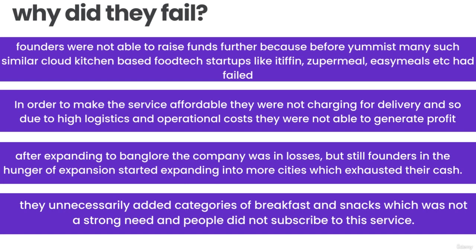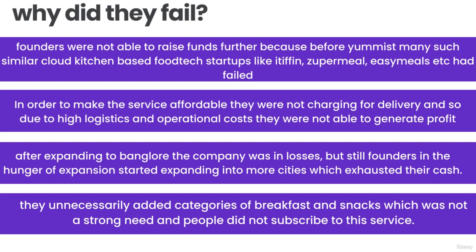The fourth reason is that they unnecessarily added categories of breakfast and snacks, which was not a strong need, and so people did not subscribe to this service. Now, this is very easy to understand. Working couples have a certain amount of salary they receive. They are not super rich people, so Yummist had to understand that they would only be willing to pay for one time of service, that is for afternoon meals, but they did not need snacks and breakfast as such, right? So they unnecessarily expanded into this service, and this incurred a very high cost. So this was also one of the reasons.